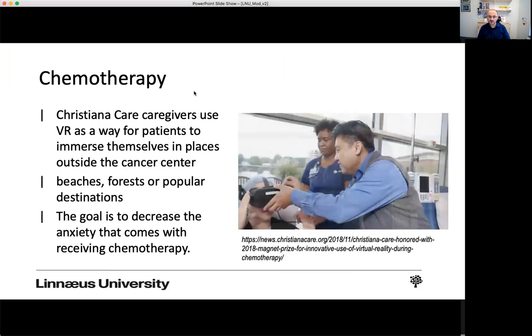There are actually cases where VR has been used in chemotherapy. Such an example is Christiana Care, where patients used VR to immerse themselves in places outside the cancer center, such as beaches, forests, and popular destinations. In that sense, when the patient was immersed in virtual reality, they could decrease the anxiety that comes with receiving chemotherapy. And here is a really short video that perhaps we can watch together now just to learn more about this.